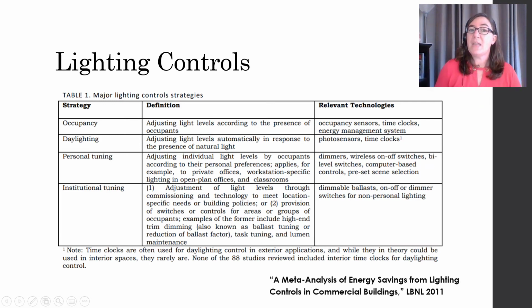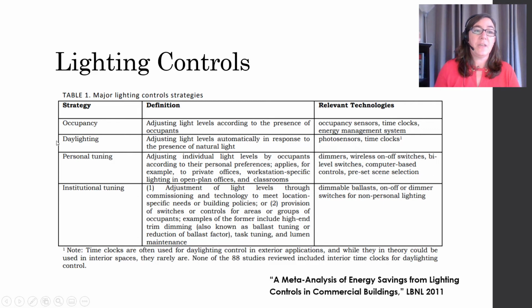There's a couple of major lighting controls strategies. Let's take a look. The first strategy is occupancy. This is the process of adjusting the light levels according to whether people are in the space or not. We do this typically with occupancy sensors, but sometimes time clocks turn the light on and off at specific times.